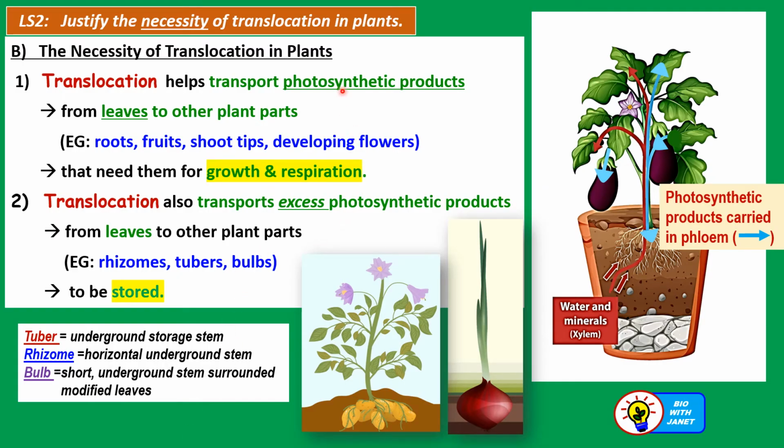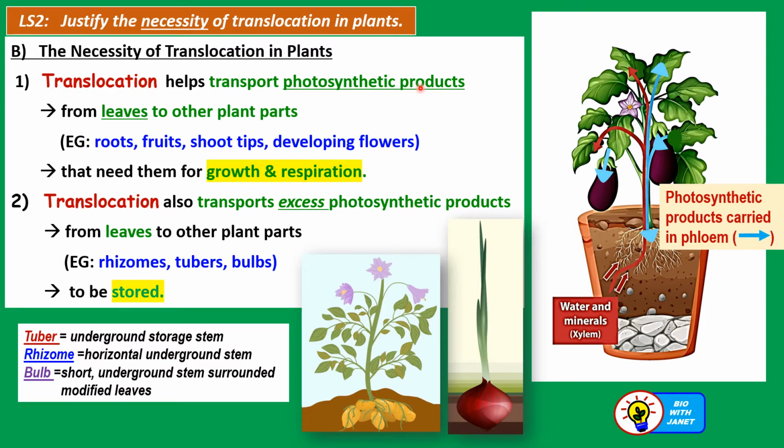Second learning standard, justify the necessity of translocation in plants. Why is it necessary for plants to carry out translocation? So firstly, translocation helps to transport photosynthetic products from leaves to other plant parts. Now, these photosynthetic products are the organic food substances produced through photosynthesis.